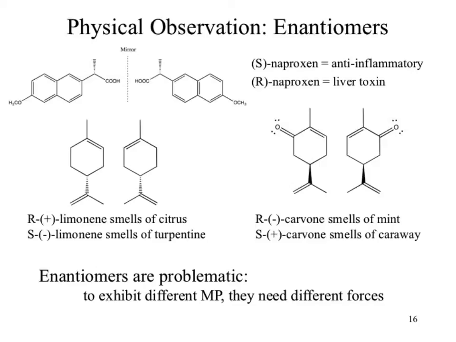We take a look at problems. Naproxen. One is an anti-inflammatory. The other one destroys your liver. That may be worth it if I'm in enough pain. Limonene. One smells like citrus. Cool. I can add R-limonene into a solution and it makes my house smell beautiful. But the guy in the lab wasn't paying attention and added S-limonene. And now my house smells like turpentine. That's a pretty big difference. Carvone. One smells like mint, the other one smells like caraway.